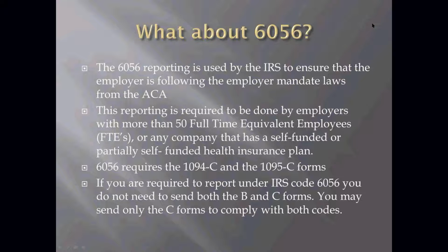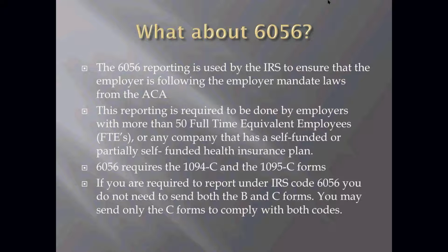So 6056. Now this reporting is going to be required for any group that has a self-funded plan or is above 50 members in size. And by 50 members, we mean 50 full-time equivalents. Full-time equivalents are the calculation you do through the IRS that decides how many employees you have. If you already know that you have more than 50 full-time employees on your own, it's not something you'll have to do. You'll be fine without having to do this.